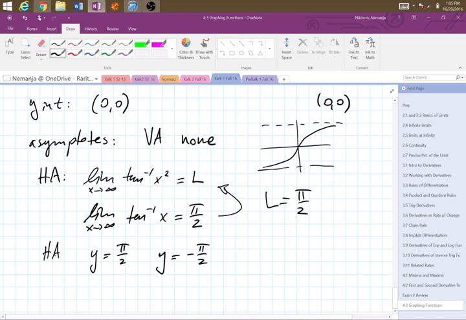So horizontal asymptotes at y equals pi over 2 and y equals negative pi over 2. This is the trickiest of all, the asymptotes, if you're not used to taking limits. That's the only thing. The rest should be straightforward.